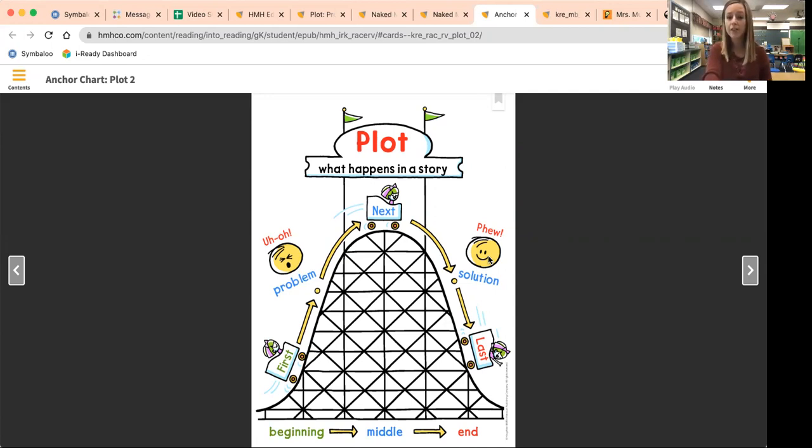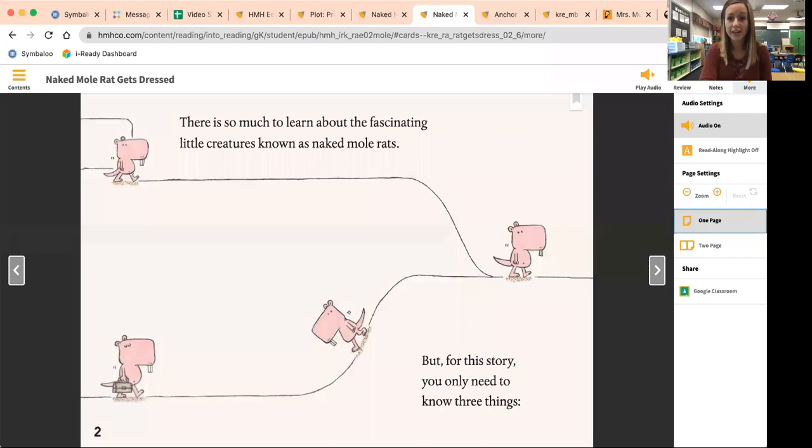So today, we're going to think about how stories can have a problem and a solution. We're going to do that by looking back at our story, Naked Mole Rat Gets Dressed. I really liked this story. So let's start by thinking about what the problem in the story is. And to do that, we're going to need to go back and reread some of our book. So I'm going to read a couple pages. And while I read, I want you to be thinking, what is the naked mole rat's problem? What is going wrong? Be ready to think about that.